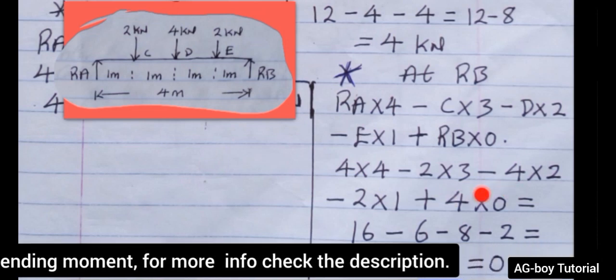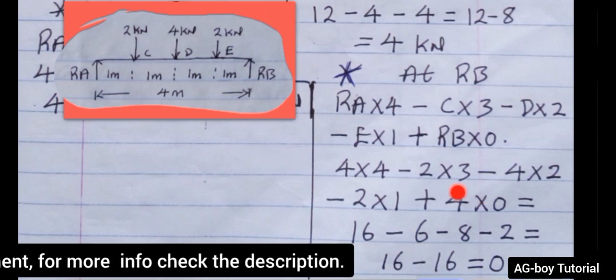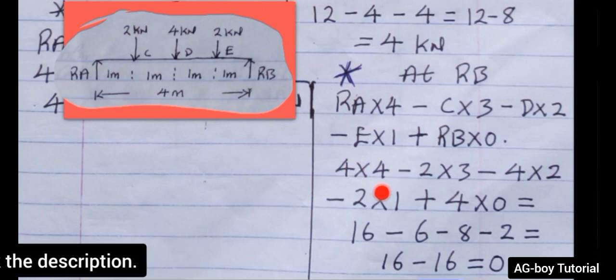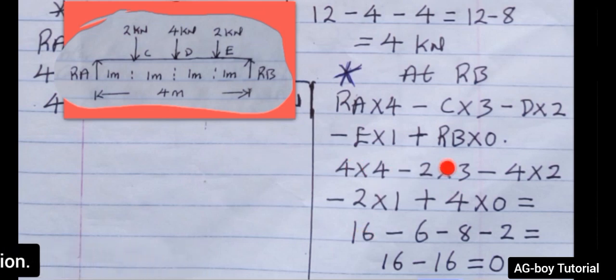So therefore 4 times 4 gives us 16, minus 2 times 3 gives us minus 6, minus 4 times 2 gives us minus 8. Then minus 2 times 1 gives us minus 2. Then minus 6 minus 8 minus 2 gives us a total of minus 16. Then 16 minus 16 will give us 0 kilonewton. And whenever you are solving, don't forget to add your kilonewton so your work won't be like mine.